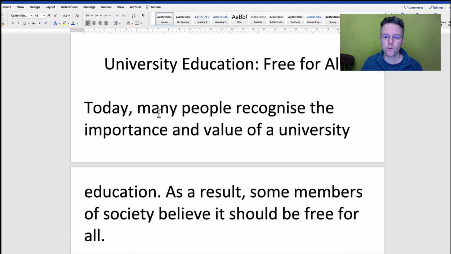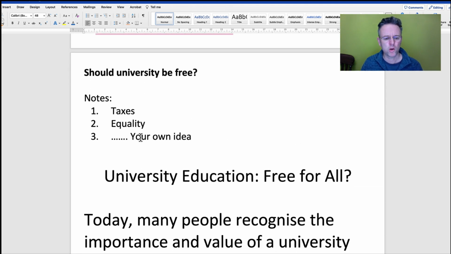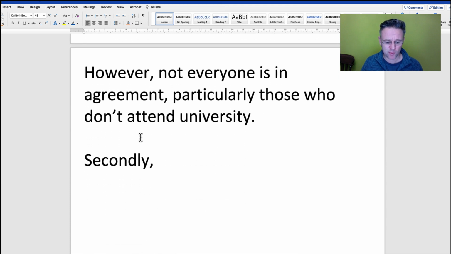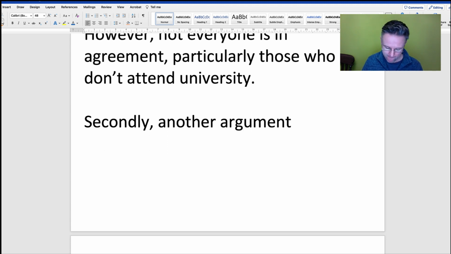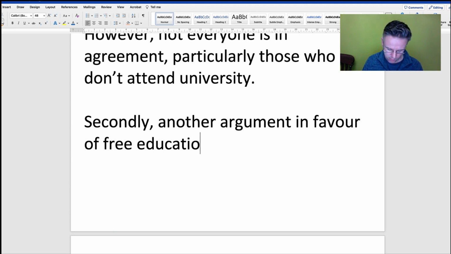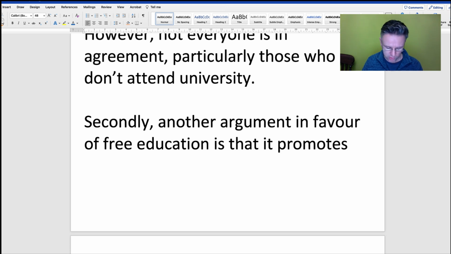So let's just check our notes. It's about equality. There's lots of different types of equality, but it means fairness and being equal. And I think that's quite important when we think about going to university. So I'm going to say, secondly, another argument in favour of free education. Secondly, another argument in favour of free education is that it promotes equality.